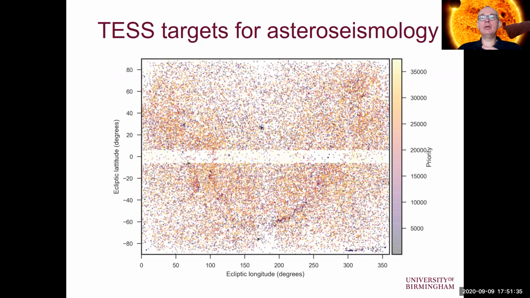So one of the big jobs that we had prior to launch was deciding which targets would be observed for asteroseismology. And one of the things here in Birmingham that we did was leading the work on deciding which of the targets, which of the sun-like or solar-type targets, would be observed. And that was selecting out around about 20,000 stars that would go on the target list and be observed by TESS during the nominal mission.